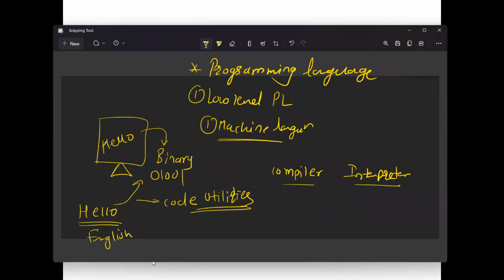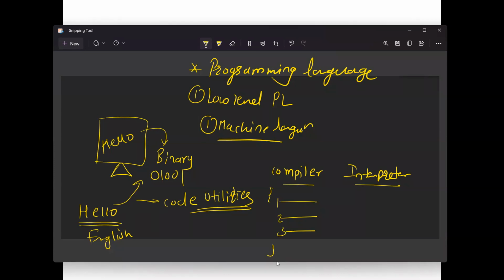Compiler runs the program all at a time, and interpreter runs the program one by one. Yes. Basically what happens, suppose I have 3 statements in my code, okay? What the compiler will do, it will execute the entire program at once. So all 3 statements are executed, and you will be able to see if any kind of error is available in your code, okay?